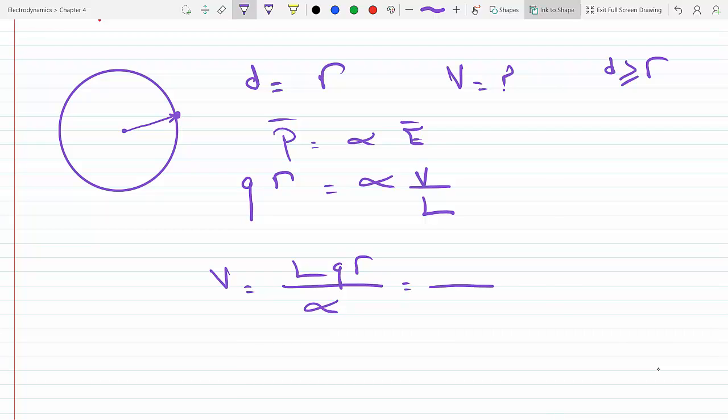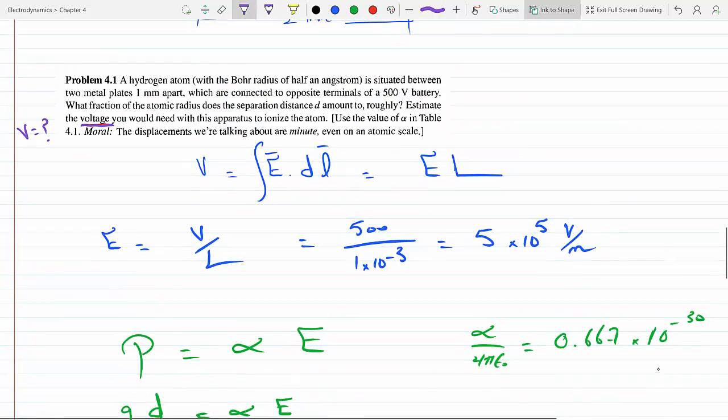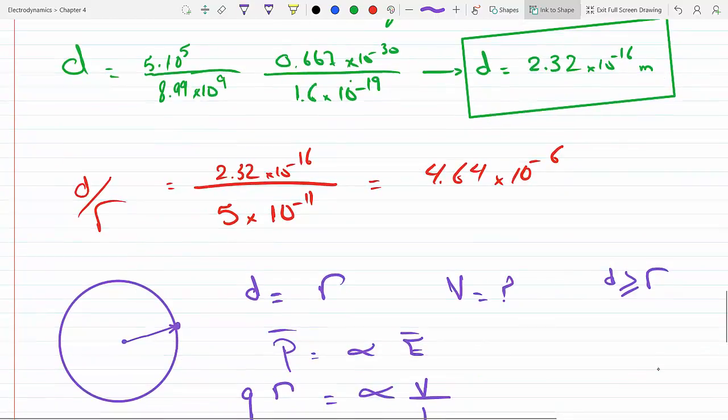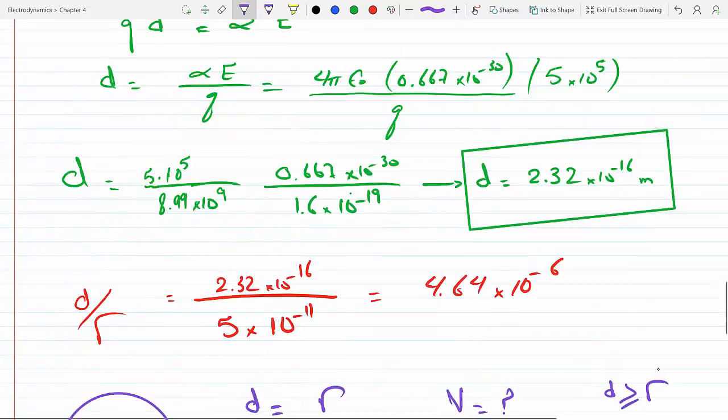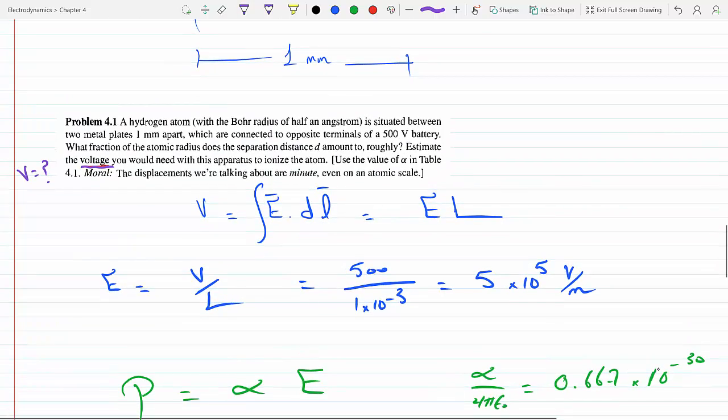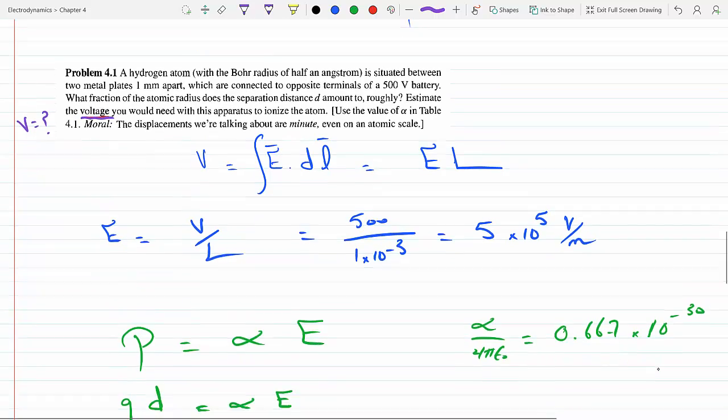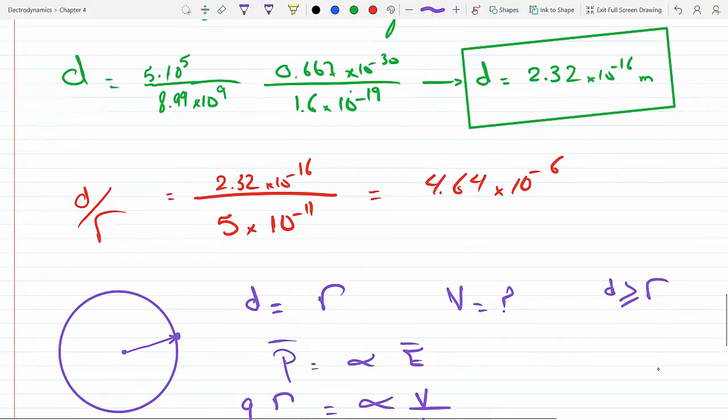Okay, so let's plug in the numbers. So we have, what did we say this was? 1 millimeter apart, so that's 10 to the minus 3, and then we have Q is 1.6 times 10 to the minus 19, and then R is half an angstrom. So 5 times 10 to the minus 11.